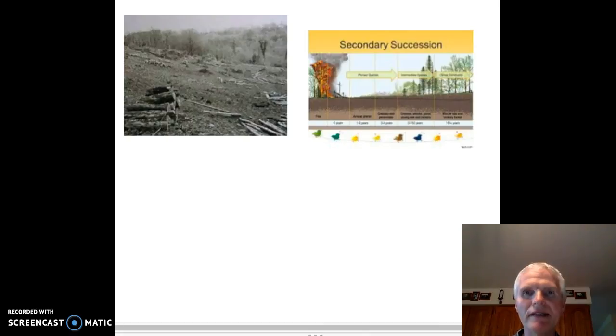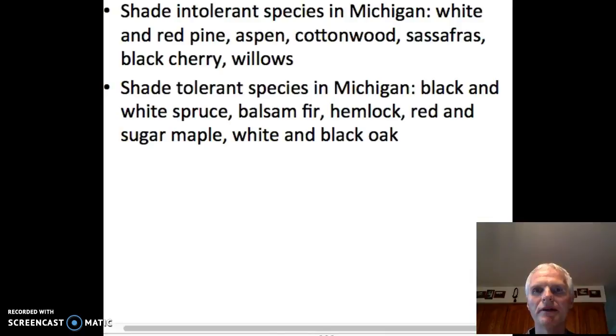As we said in the previous slide, secondary succession occurs on disturbed land. If you look at the pictures above, you will see logging that occurred, and then the right slide shows you what happens after a fire. Both of those processes destroy the existing vegetation, allowing sunlight to reach the forest floor, and then getting that regrowth occurring again. In Michigan, there are literally hundreds of species of trees, but some of those trees can tolerate shade and some cannot tolerate a lot of shade.